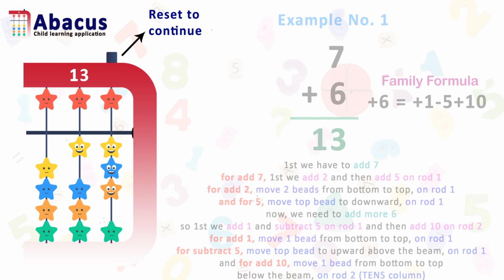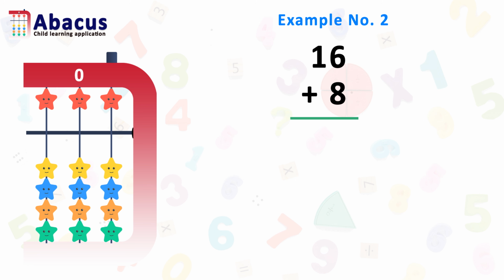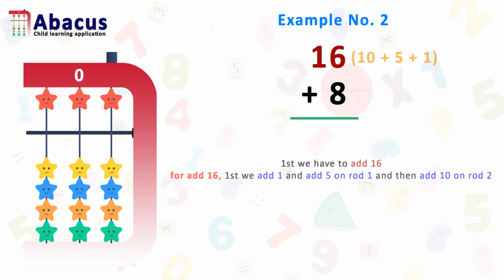So first we have to reset the abacus. Here is example number 2, 16 plus 8. First we have to add 16. For add 16, first we add 1 and add 5 on rod 1 and then add 10 on rod 2.